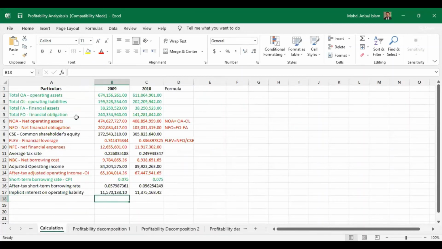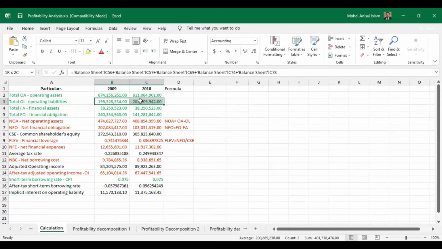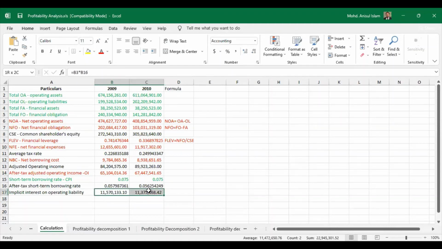The operating liabilities we have calculated, note that these numbers are zero. We do not have any operating liabilities. So in that case, we could avoid the implicit interest payment we have calculated here, and our operating income would be higher. Which operating income? If we do not have this implicit interest cost, our operating income would be higher.